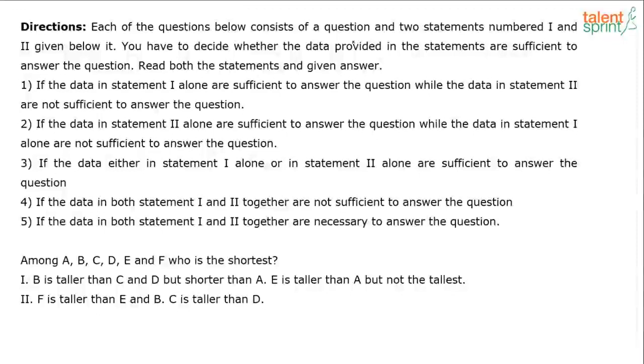Each of the questions below consists of a question and two statements numbered 1 and 2 given below. You have to decide whether data provided in the statements are sufficient to answer the question. Read both the statements and give an answer. Options: data in 1 alone are sufficient, 2 alone is not sufficient. Data in 2 alone is sufficient, 1 alone not sufficient. Data in either 1 or 2 alone are sufficient. Data in both 1 and 2 together are not sufficient. Data in both 1 and 2 together.